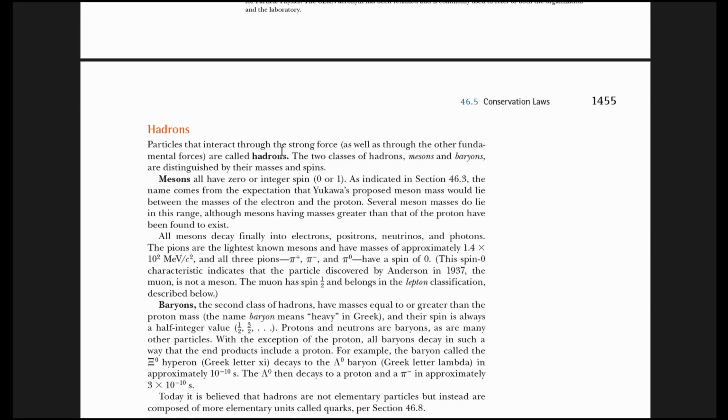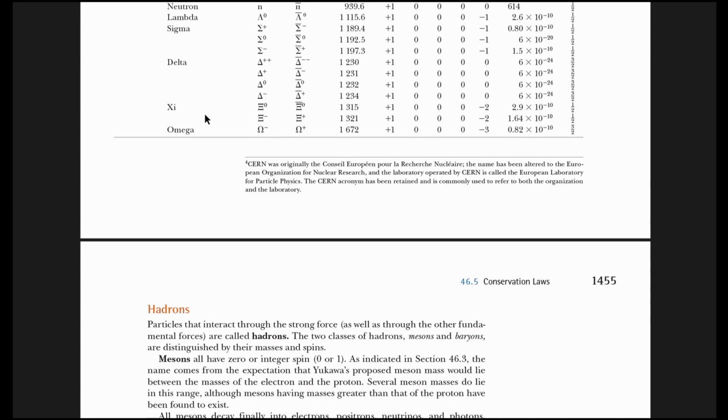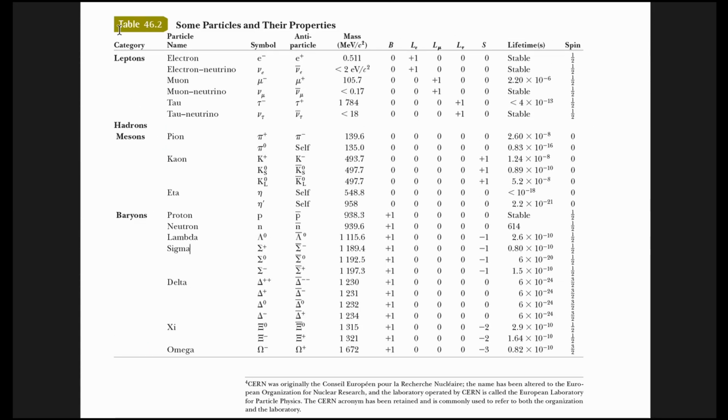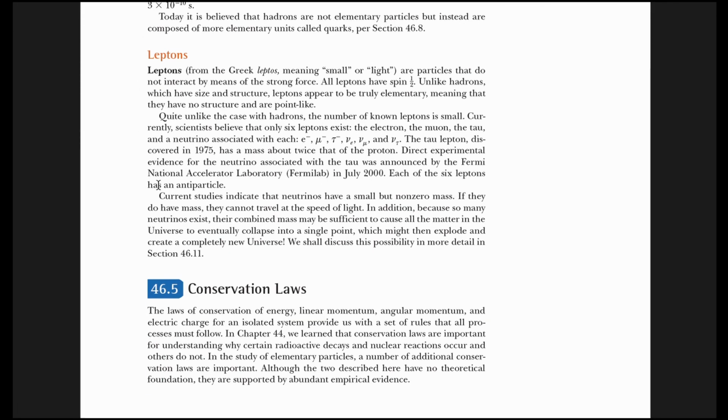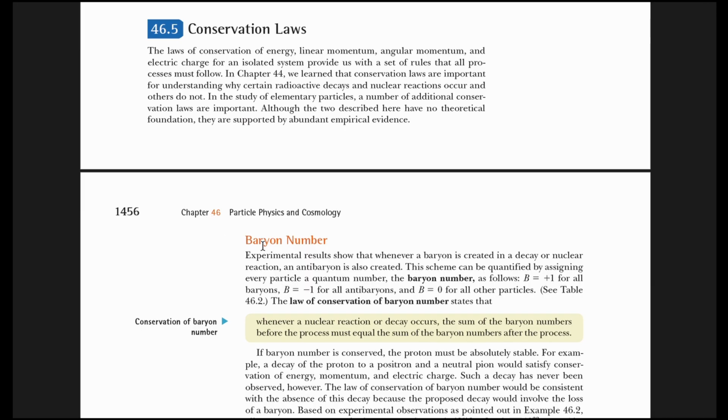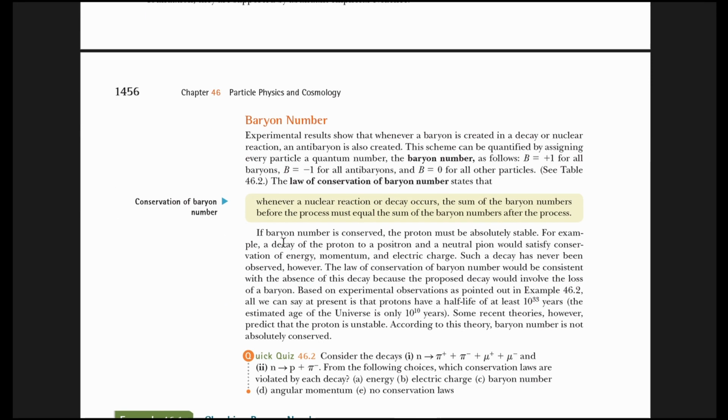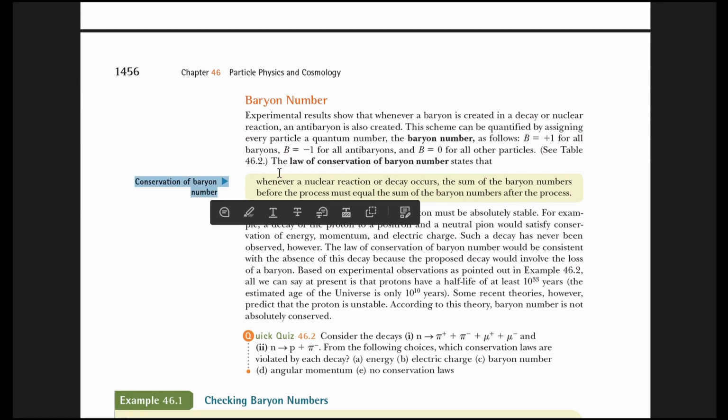Hadrons, mesons. Here they explain, I guess, all of these things, right? Remember we read hadrons, leptons, baryons, all that. So here they have a small description of each. We got leptons, what they mean. Fermilab, in July 2000, each of the 6 leptons has an antiparticle. Conservation laws. Okay. Baryon number, I guess, is conservation of baryon number. Whenever a nuclear reaction or decay occurs, the sum of baryon numbers before the process must equal the sum of baryon numbers after the process.